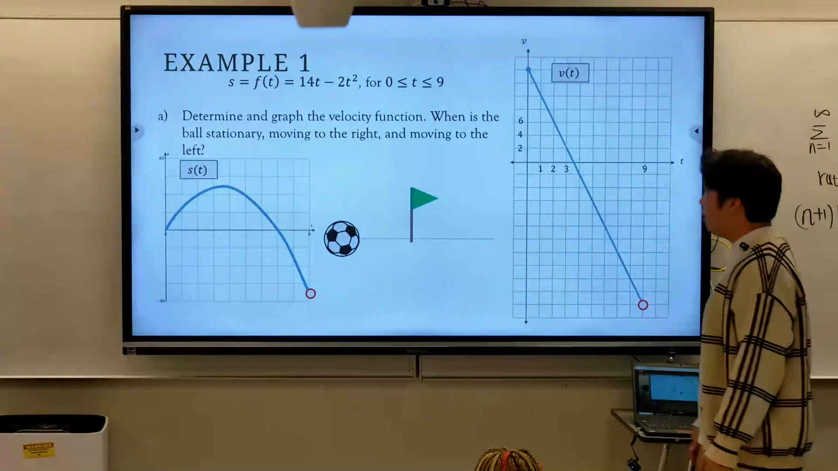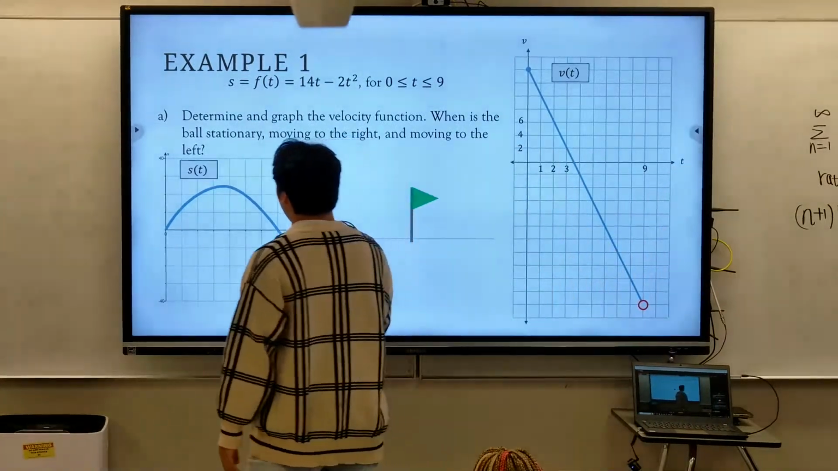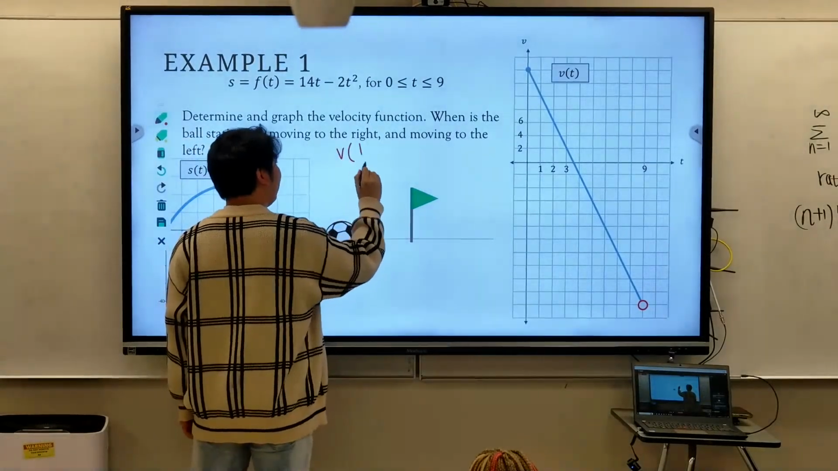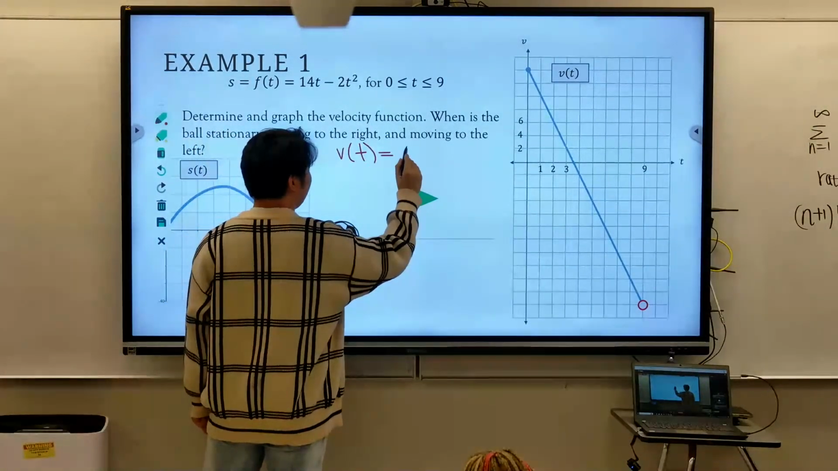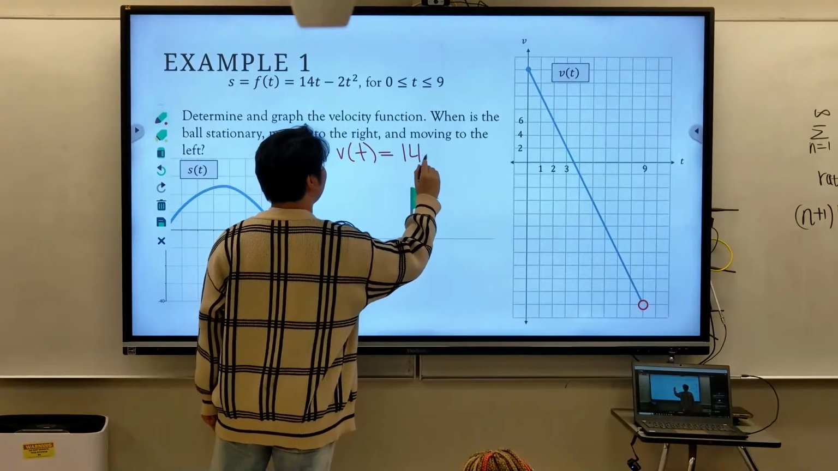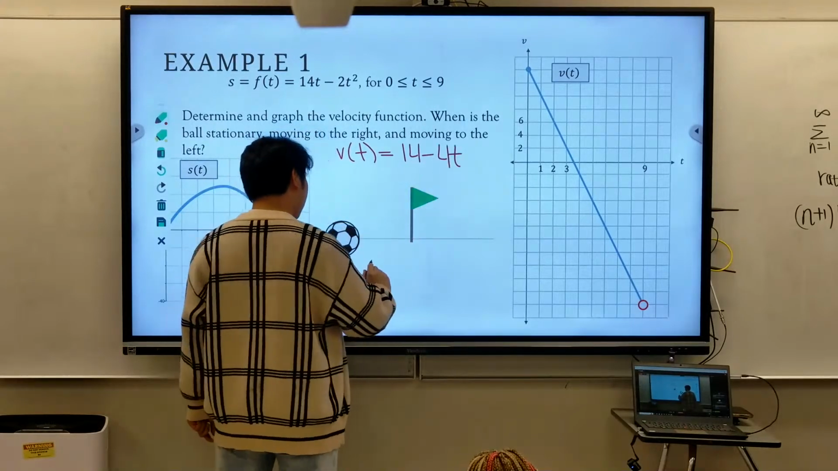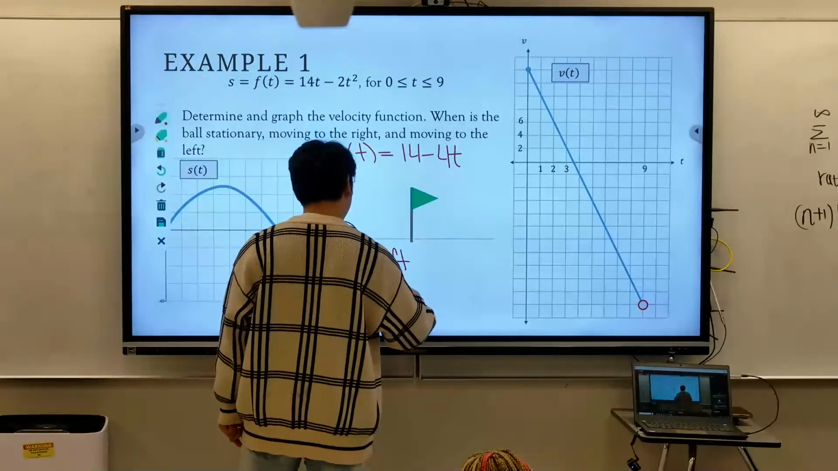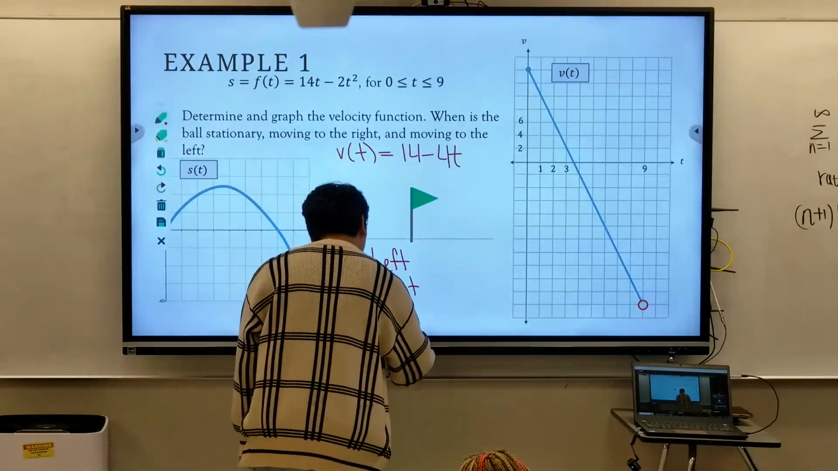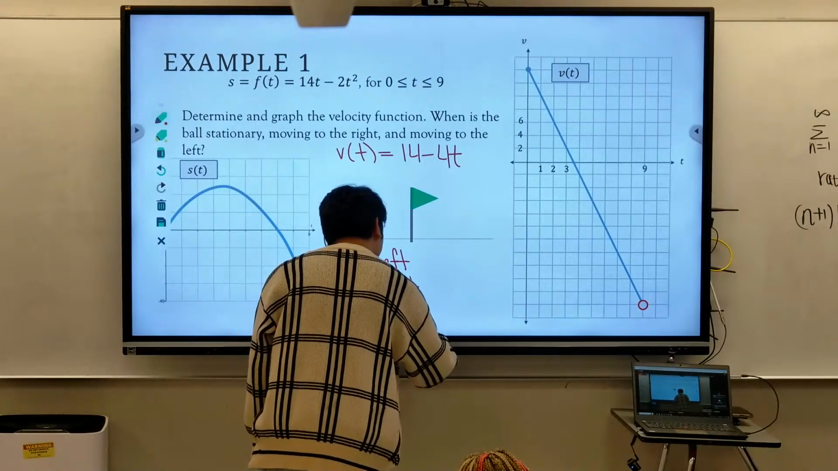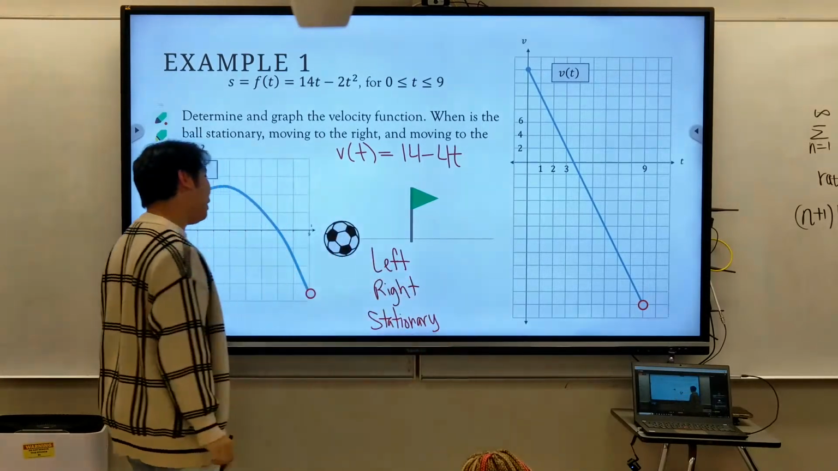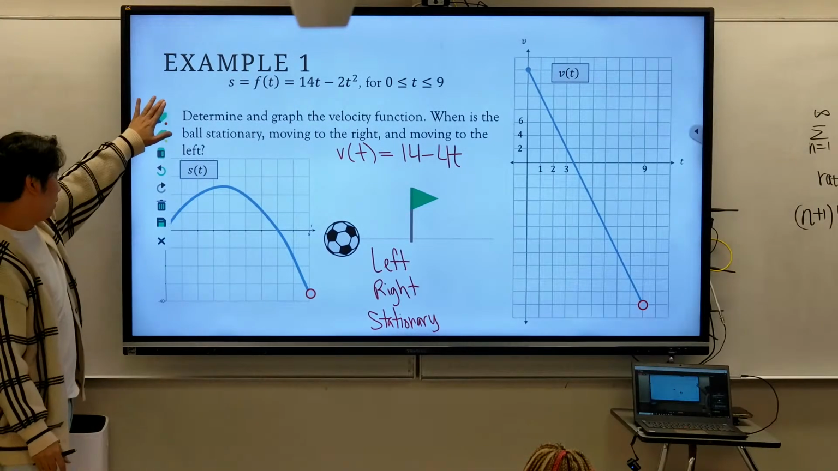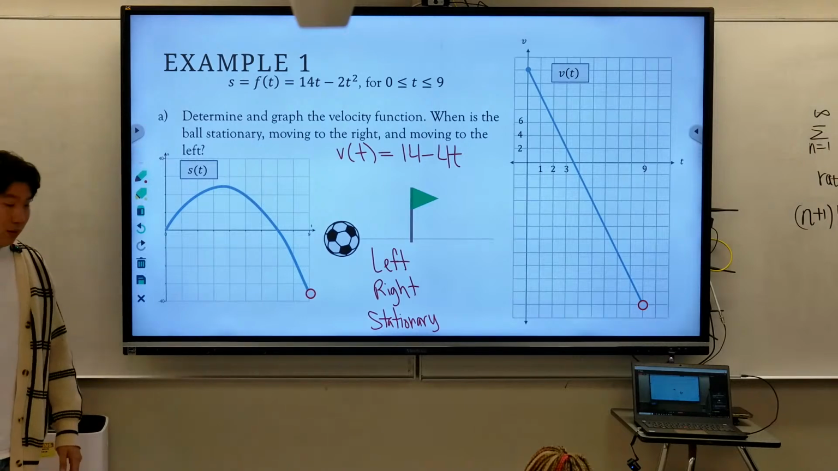All right, so looking at this, I can go ahead and give my final answer for part A. Again, we had the velocity function already. This was, what was it, 14 minus 4t. And then we wanted to see when is it moving left, right, or stationary. So based off of that, when was it moving to the right? During what times was it moving to the right?